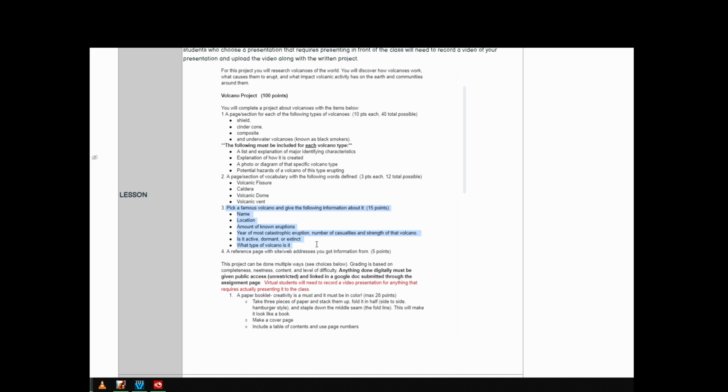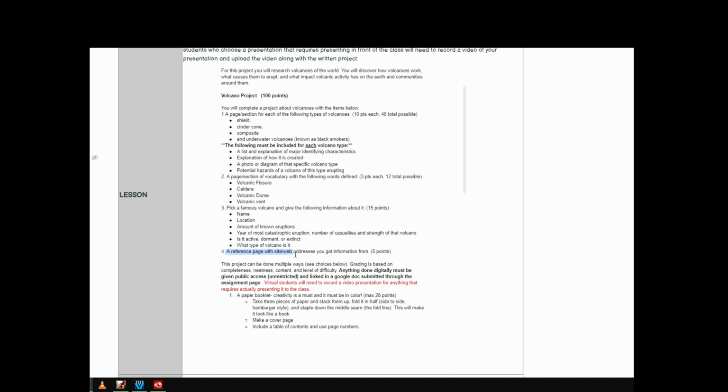The last section you need to do is a reference page, and this is where you're going to tell me where you got your information from. It's 5 points for the reference page. If you have web addresses, you can just insert the web address on this section or write the web address on this section. If you have print resources or things that are in books, you'll need to give me a full citation for those. So this content part of it, if you do all 4 of these requirements, is worth 72 points total.